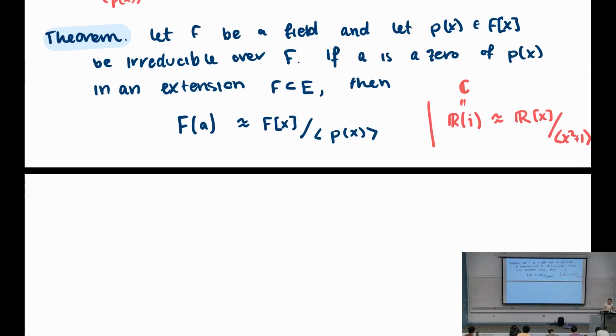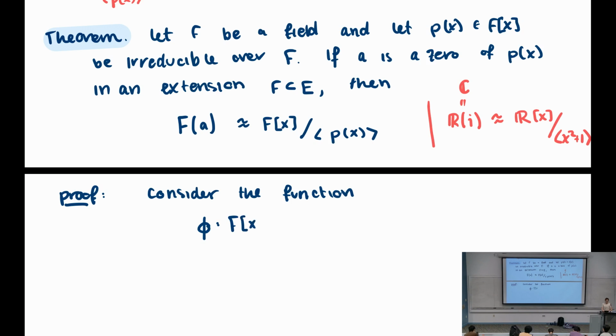Okay, so the way that we're going to prove this is through the first isomorphism theorem. So we'll set up a map and then show that the kernel of the map is this p(x). For that, let's consider the function phi from polynomials with coefficients in F to the field F adjoin a, given by sending a polynomial f(x) to evaluating the polynomial at a. Okay, does the setup make sense?